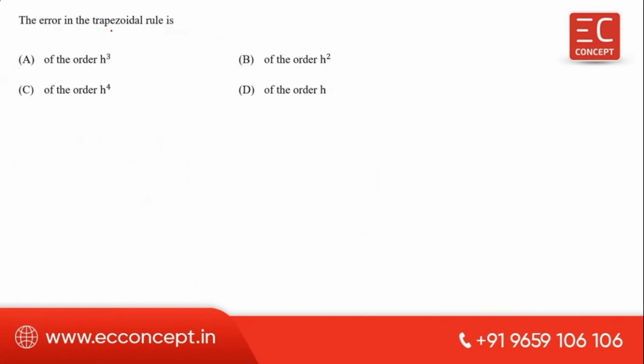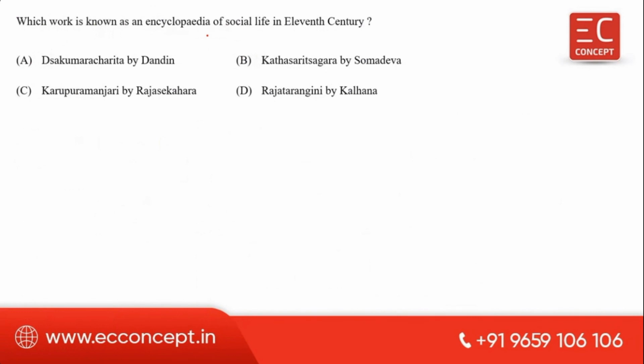Now, error in the trapezoidal rule is of the order of h². You have to keep this in your mind. The error in the trapezoidal rule is in the order of h². So this is the factual data. Keep in your mind. Okay. Now, around 10 questions. These all are general science.